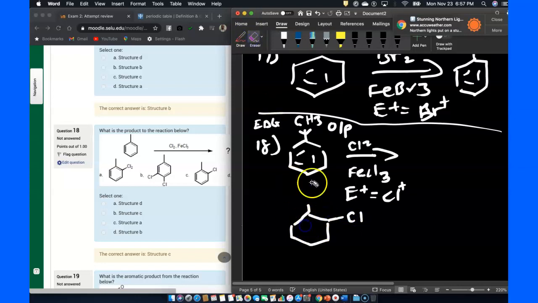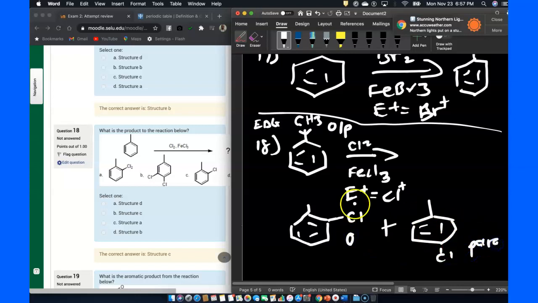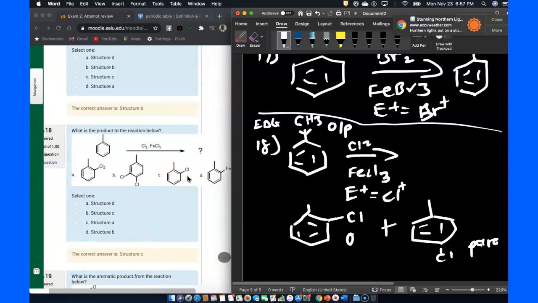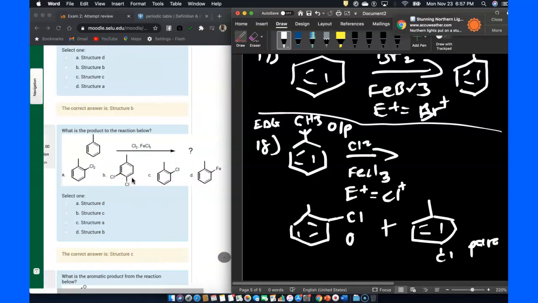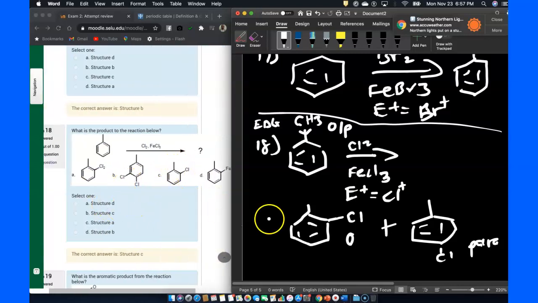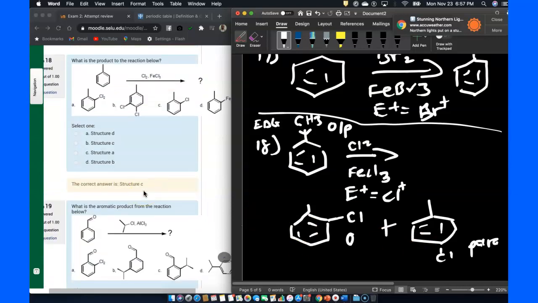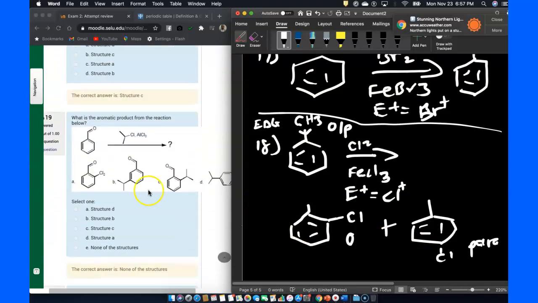Okay, let's clean this up. You have the Cl on the carbon next door, or you'll have it on the para position. Okay, so this is the ortho product, this is the para product. Let's see what choices we have. C is ortho, A and B are useless. So the answer is C, at least that's one of these. C is ortho. Choose structure C.